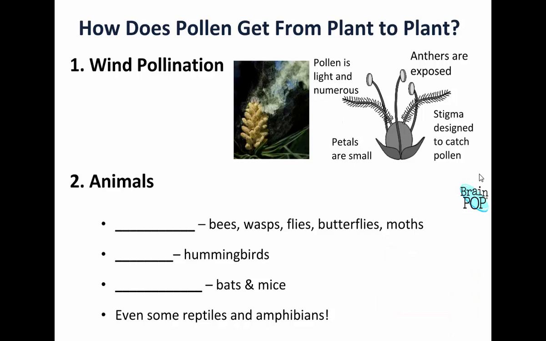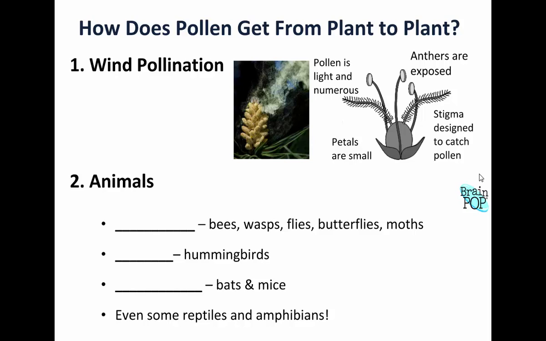And also the flowers are different. In a wind-pollinated plant, usually the petals are really small because they don't need to be big. They're not attracting any animals. It's better for them to be small so that the wind can hit those anthers. The anthers are usually long and exposed, so again, the wind can hit them. The stigma usually has little extensions that kind of catch the pollen as it's blowing through the air. So that's wind pollination.